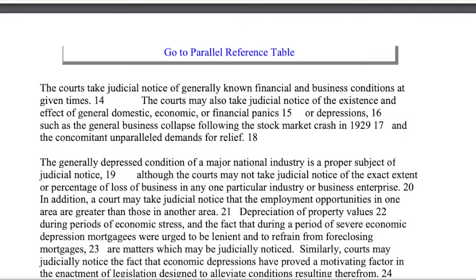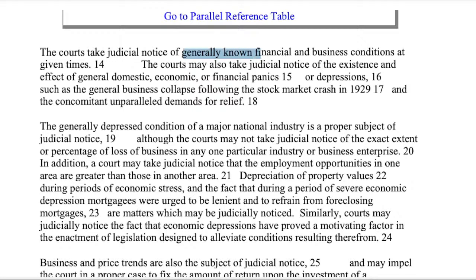Section 64, generally. The courts take judicial notice of generally known financial and business conditions at given times. The courts may also take judicial notice of the existence and effect of general domestic, economic, or financial panics or depressions. Panics like a pandemic, I guess, too, such as the general business collapse following the stock market crash in 1929 and the concomitant unparalleled demands for relief. So this is referring to the 1929 stock crash.